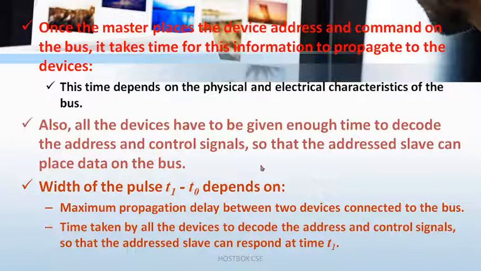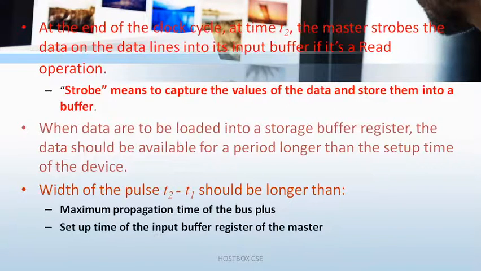The width of the bus cycle, T0 to T1, depends on the maximum propagation delay between two devices connected to the bus, and also the time taken by all the devices to decode the address and control signals, so that the addressed slave can respond at time T1. That means if you want to ensure the operation within a particular time, the slave will respond within that time, not with more delay. And based on the diagram, you can look at it here.